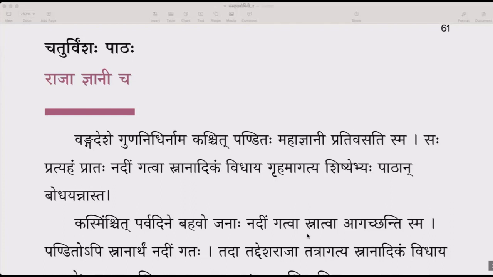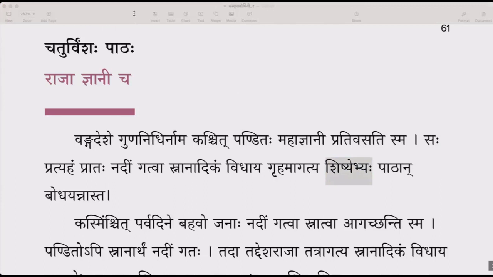Bodhayan is in continuous tense, present continuous. He stayed teaching his students, teaching lessons to his students. Paathana bodhayan asta, while teaching lessons to his students. Shishyebhyaha is in the case.